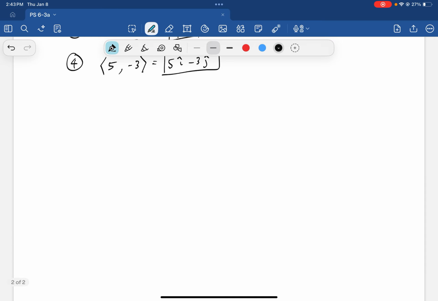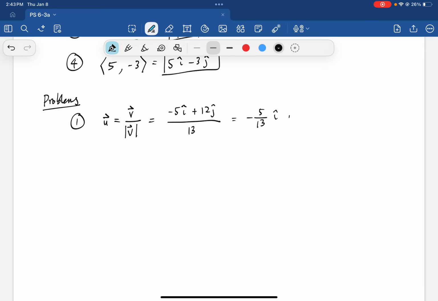Okay, let's do some of the problems. Number 1, finding a unit vector in this direction. Right, so remember the unit vector u is going to be equal to v divided by its own magnitude. So that is -5i plus 12j over the magnitude, which is 13. So that's -5 over 13 i plus 12 over 13 j.